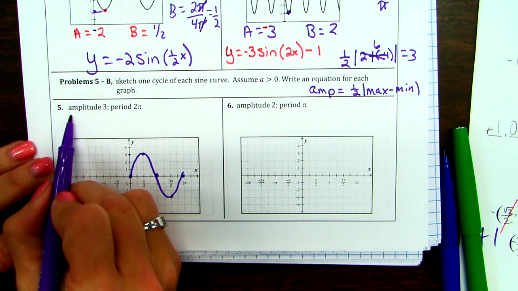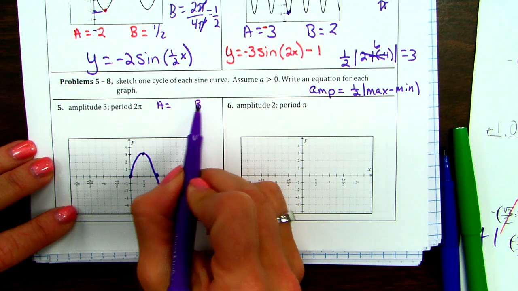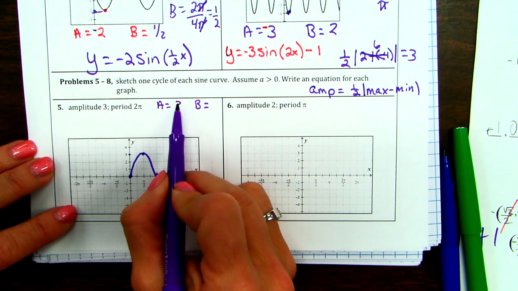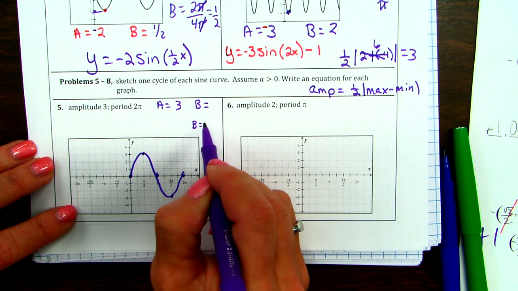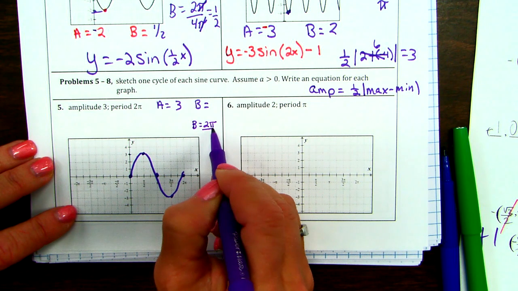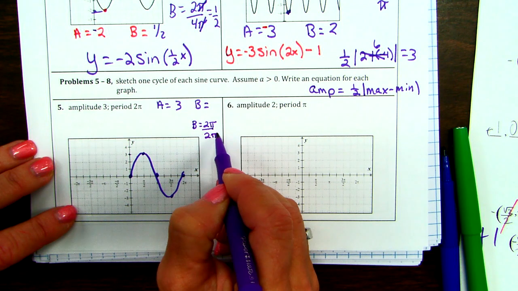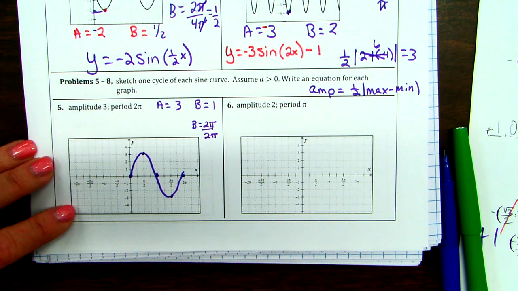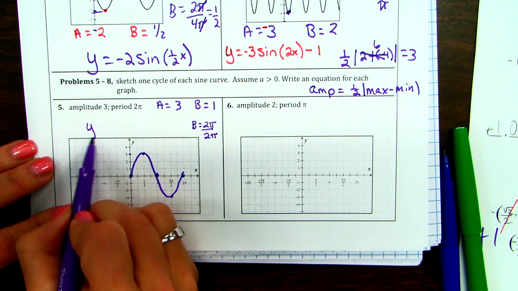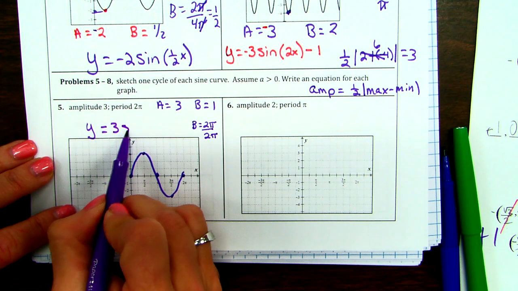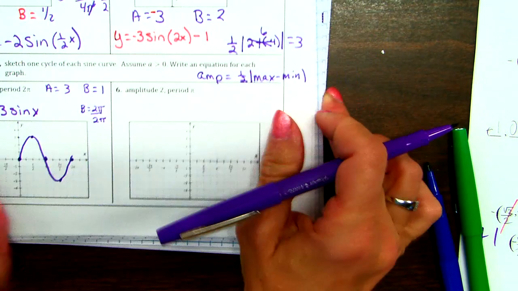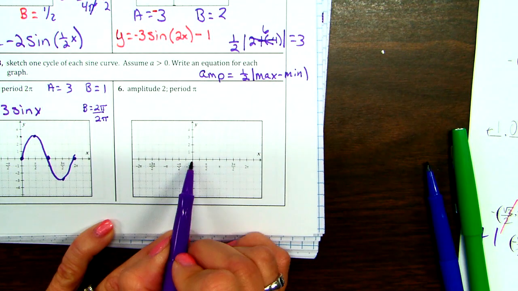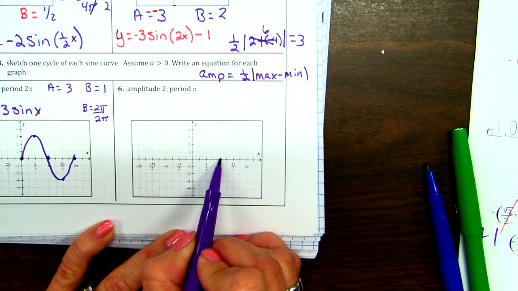So to write the equation, don't forget, we need A, we need B. We know A is 3. We need B. B is 2 pi divided by the period. B is 1, which should make sense. Parent function goes out to 1. Y equals 3 sine x. Okay? Period of pi.